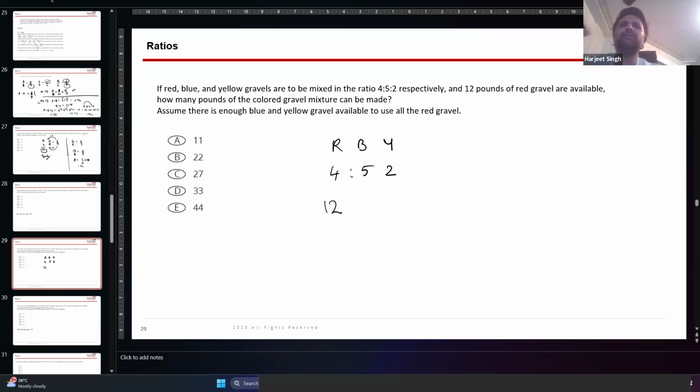So the ratios are given, and we know our red gravel is 12 pounds. So can I say from this ratio to the actual quantity, it's being multiplied by 3?